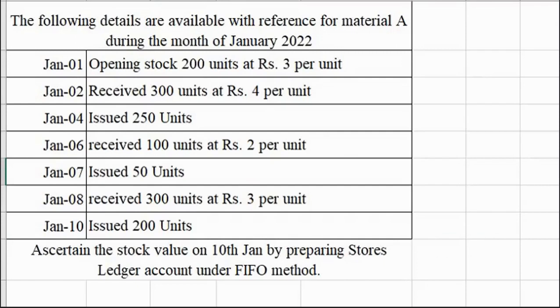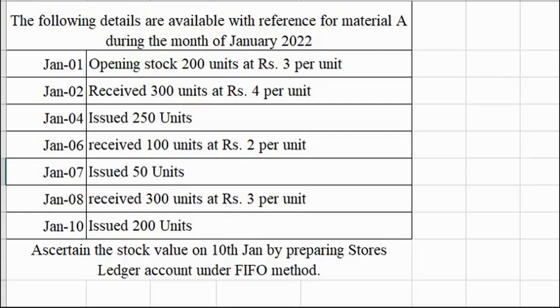The following details are available with reference to material A during the month of January 2022. They have given you the information about the opening stock, units received, units issued, then again units received and issued. You have to ascertain the value of stock for 10th January by preparing the stores ledger account under the FIFO method. That is, first in and first out method.